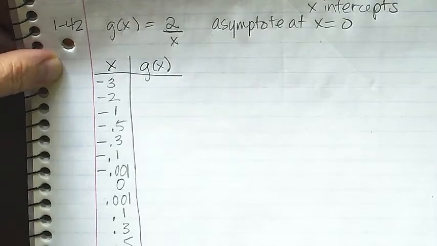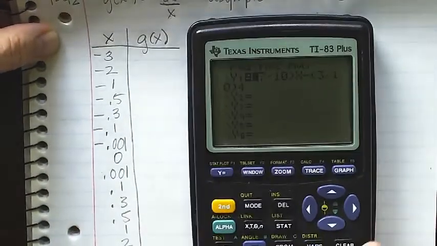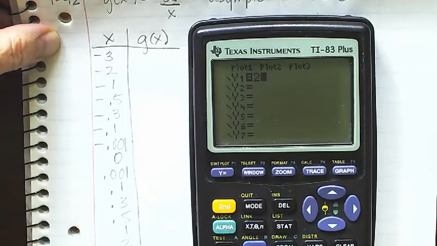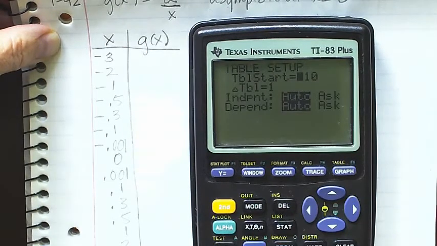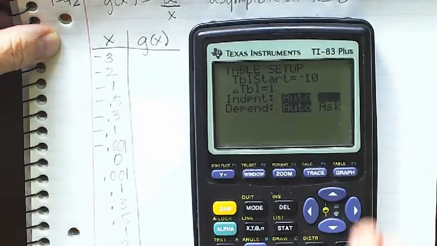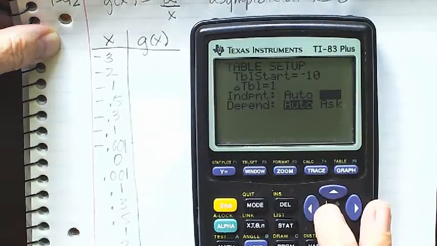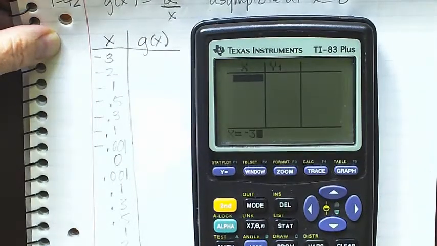Now you use Desmos to get this. I'm just going to put this into my calculator. Let's see, table set. Let's start at, well, let's do independent ask. And then second table. Okay, so negative 3.